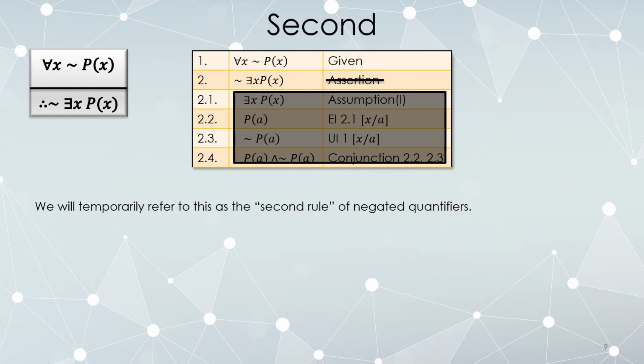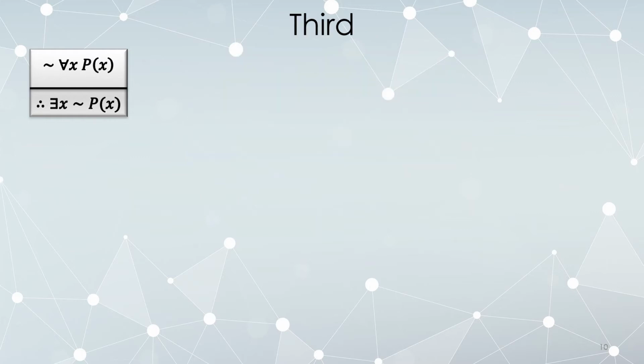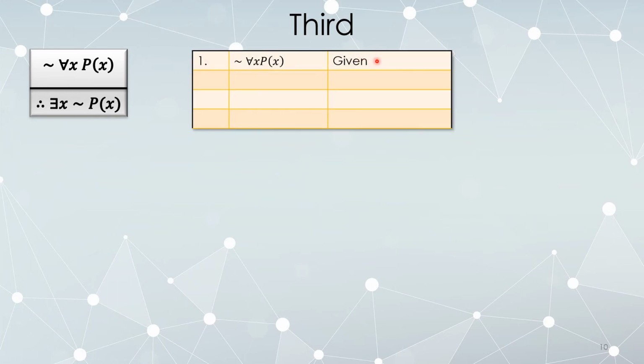Okay, so there were 4 things to prove. We've proved the first, we've proved the second. So let's take a look at the third. Okay, it is not true that P is always true. Therefore, there must be something for which P is false. So we start off with our given.